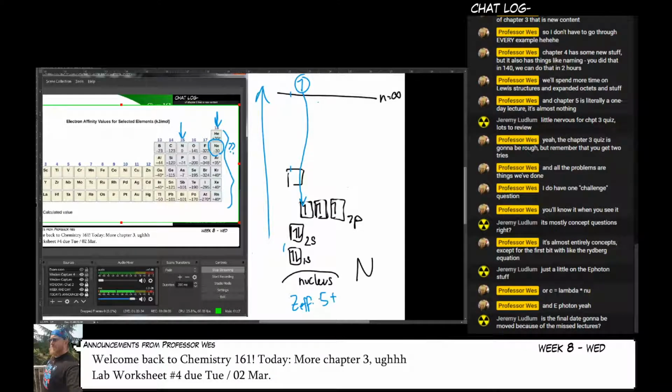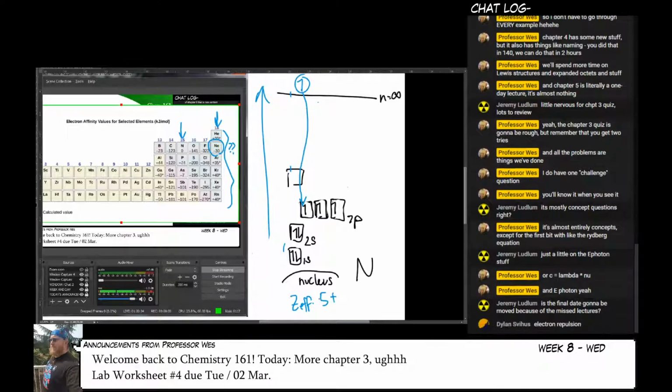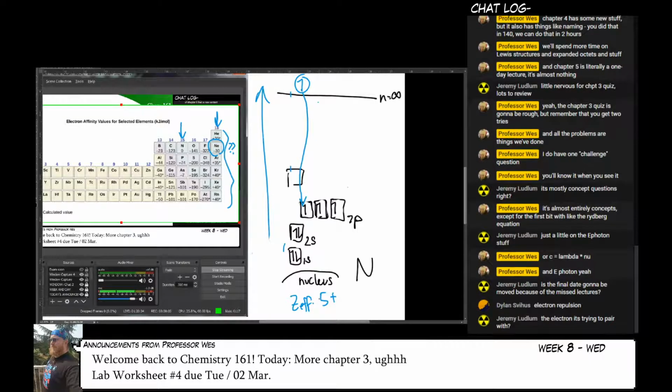What do you think is going to be the driving force of resisting the electron and ejecting it? It is electron repulsion. Specifically, what event, though? Can you be more specific? You're definitely on the right track. Yeah, you're trying to pair electrons.